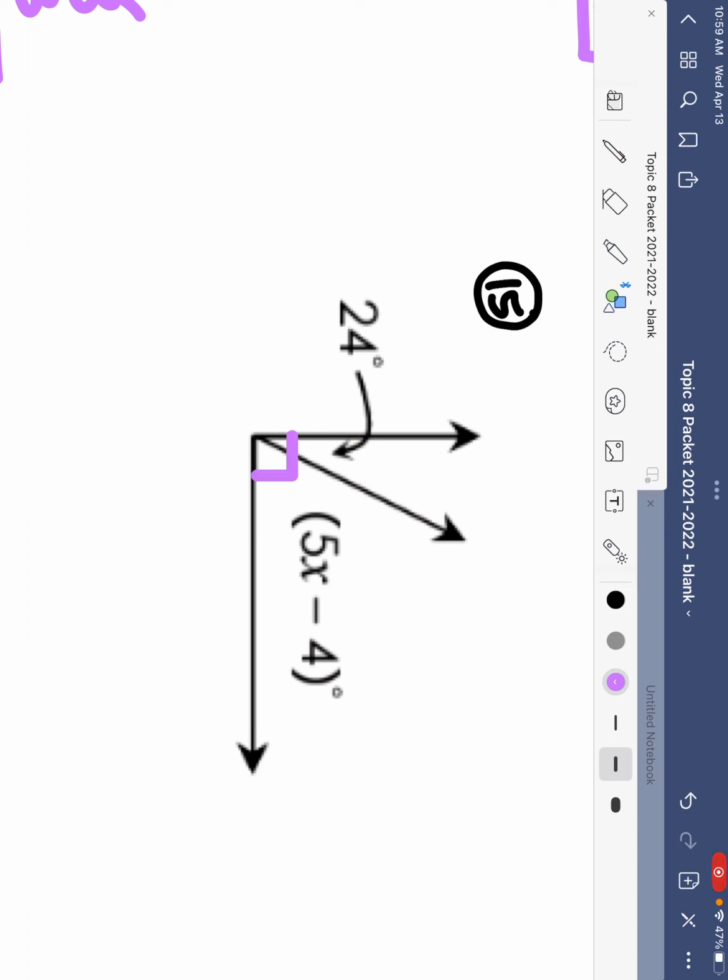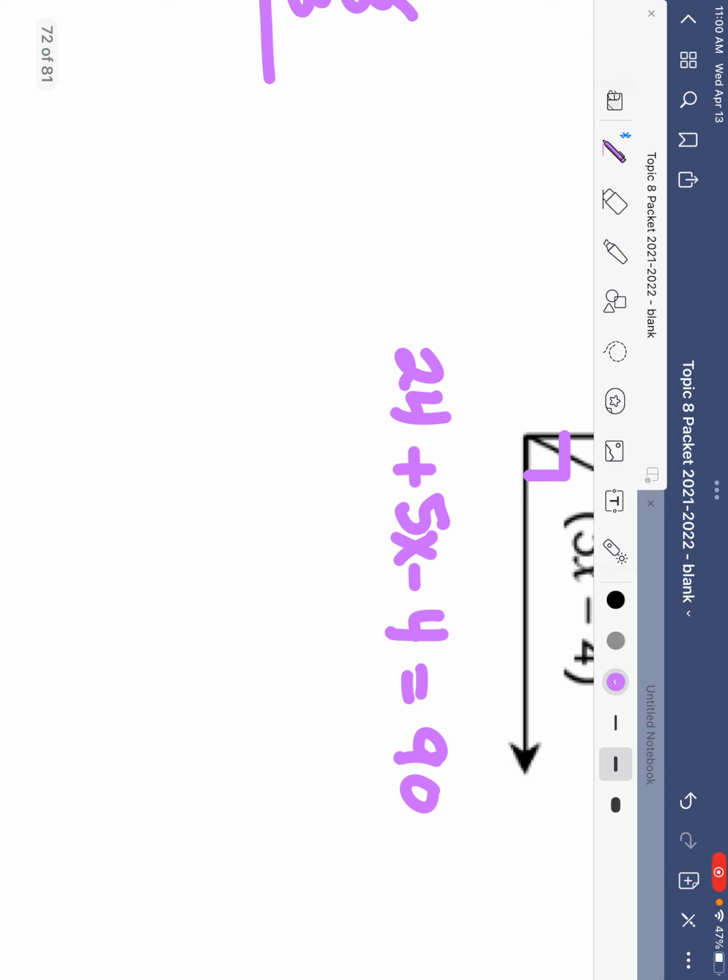Well, I just worked my way from left to right. So my first angle that I come across is this angle right here, which is 24 degrees. So we have 24 plus, now I'm going to use my second angle, which I know is 5x minus 4 degrees. 5x minus 4 equals 90. Now, in order to solve this equation, I do have some like terms that I can combine.